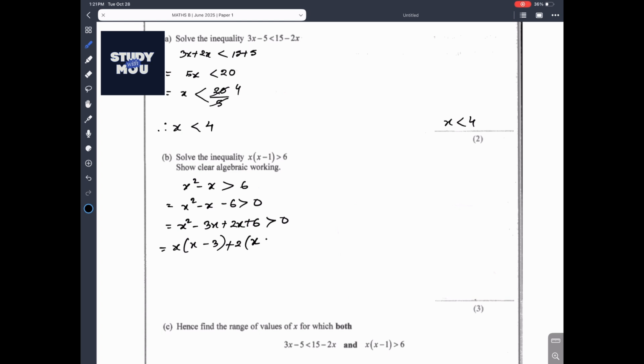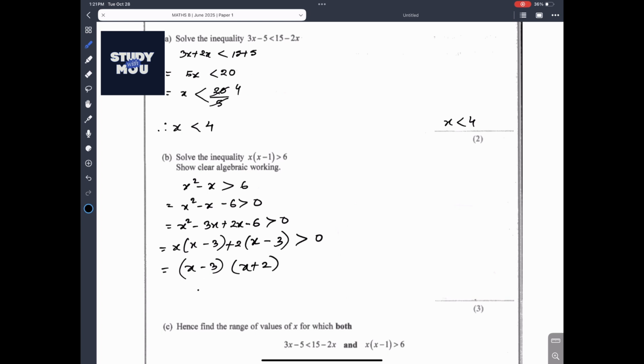x minus 3, okay, greater than 0. Now x minus 3 and x plus 2 are the factors.